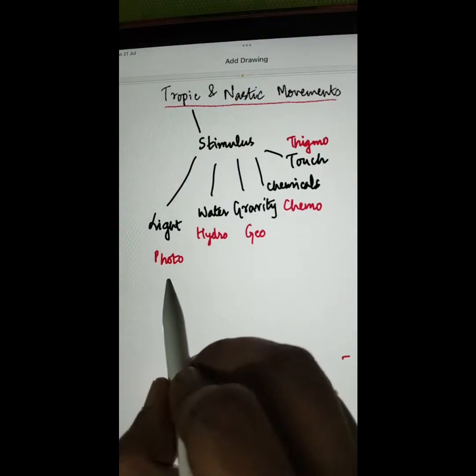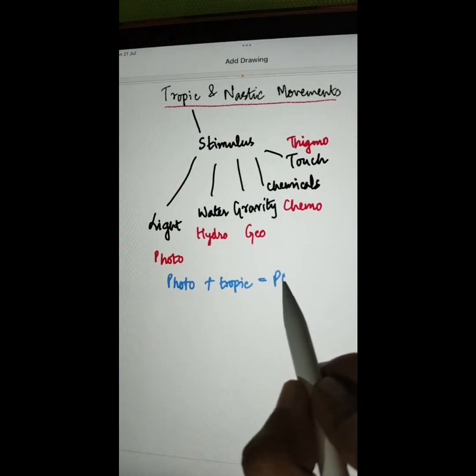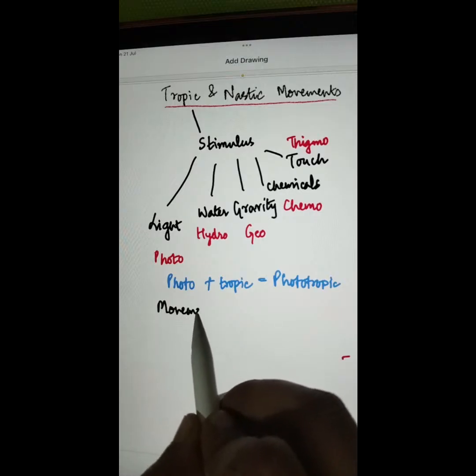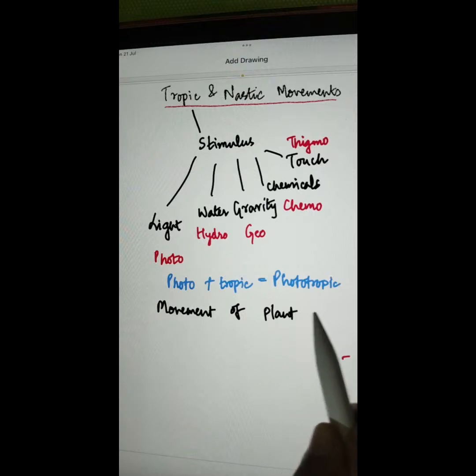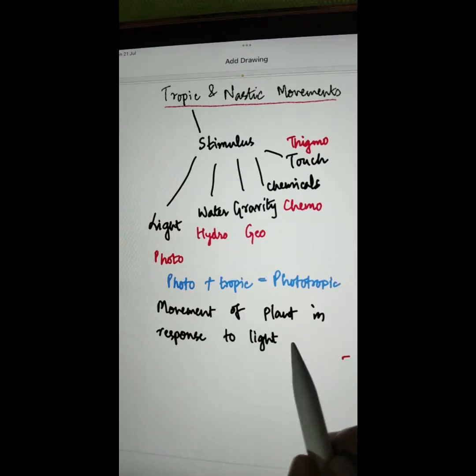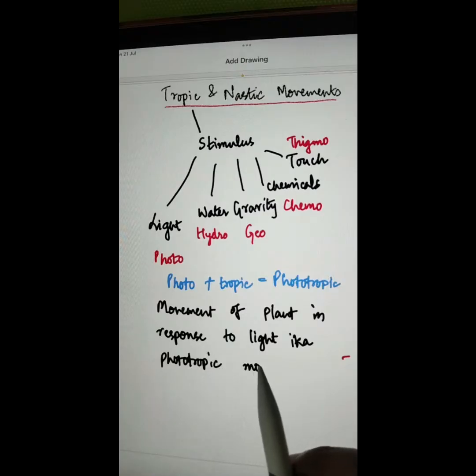As we are studying the tropic movements, photo plus tropic, what will it become? Phototropic. Let's define one. Movement of plant in response to light is known as phototropic movement. This way we should know how to frame a definition for each of these. Photo means light, and tropic movement is one which is dependent upon the stimulus. So together the movement name will be photo plus tropic. It will be named as phototropic movement.